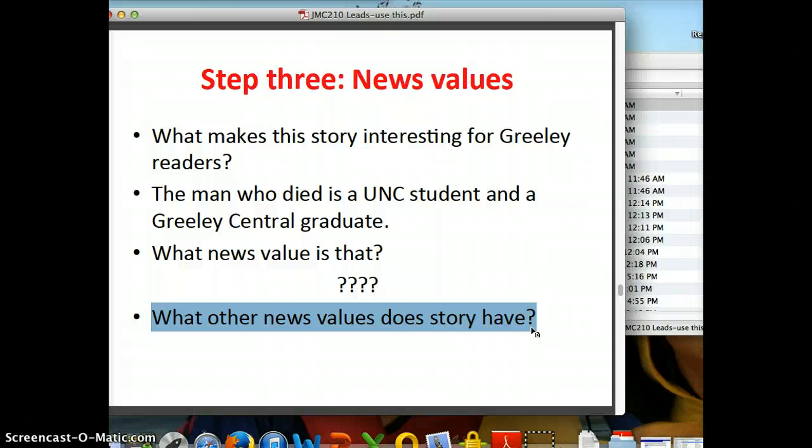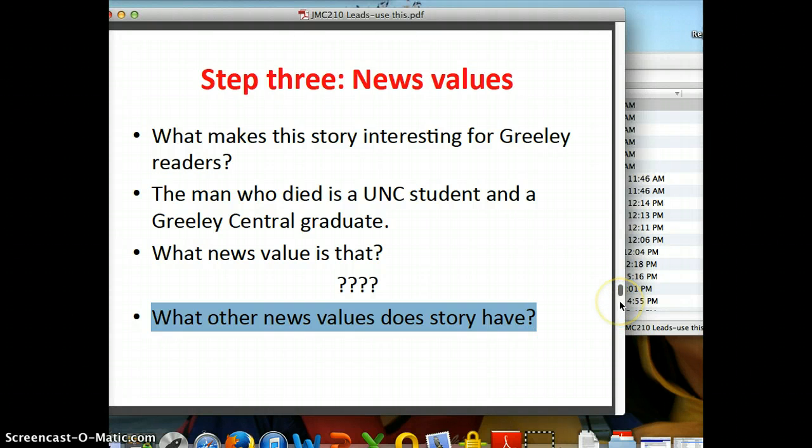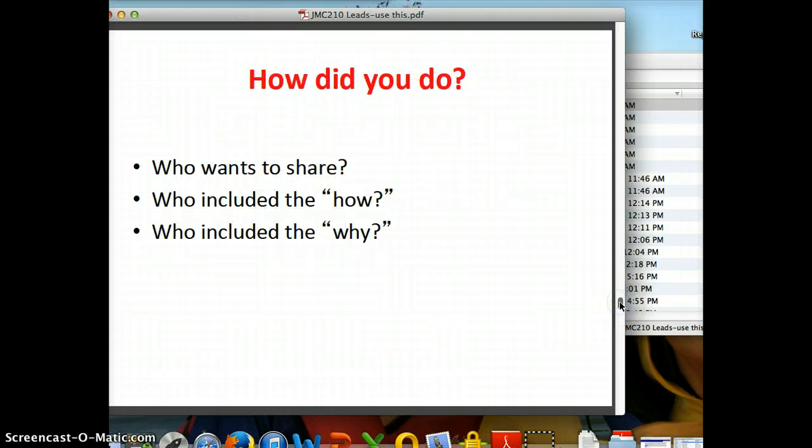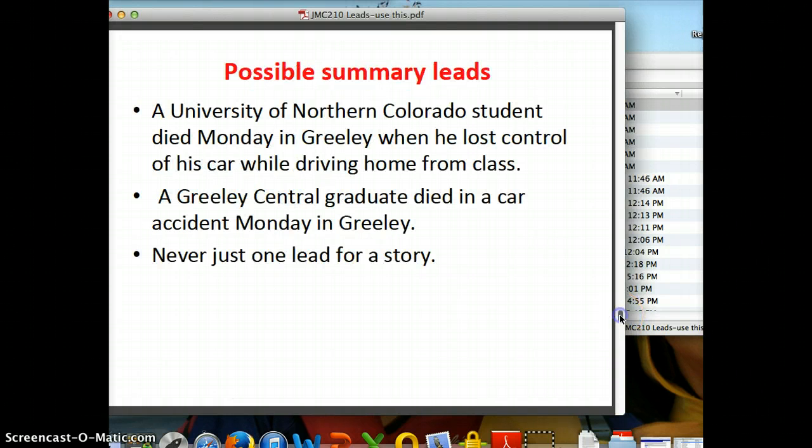It has timeliness. If it happened today, it has timeliness. It doesn't have prominence. He wasn't a prominent person. UNC is prominent. So, okay. It has novelty because somebody died in a car crash. It's pretty novel. It's not that novel, but it's pretty novel, especially for a UNC student. Okay, well, we're not going to share because we're online.